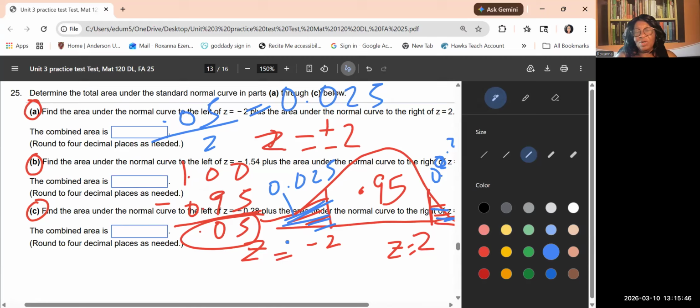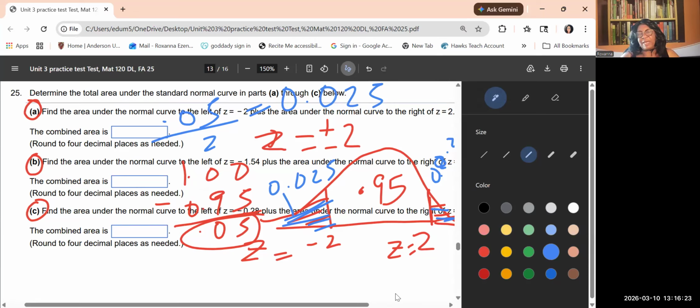So I can actually use my calculator to find the area to the left of z equal to -2, then multiply it by 2. Why? Because the normal curve is symmetrical. If this is -2, this is 2, and area cannot be negative. So the area to the left will be equal to the area to the right. If I know the area to the left of -2, then I also know the area to the right of 2. So if I can find this area, then I multiply it by 2.